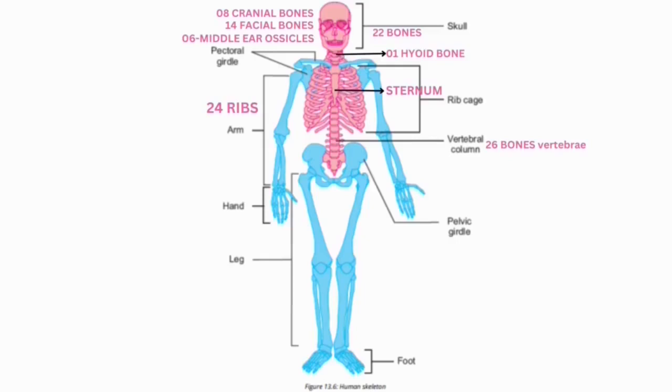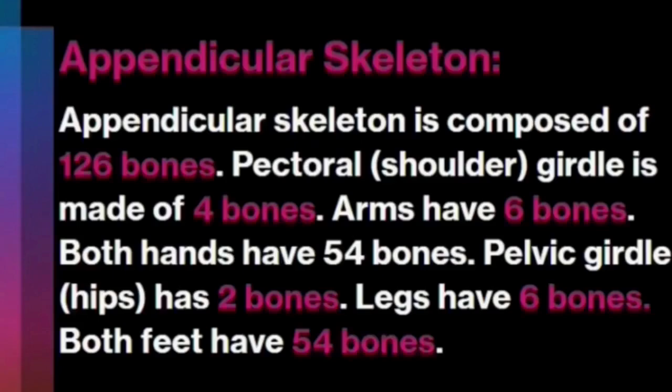And what is the appendicular skeleton? The appendicular skeleton is composed of the rest of the skeleton of our body and it consists of 126 bones. The pectoral girdle or shoulder girdle is made of 4 bones. Arms have 6 bones, 3 in each arm. Both hands have 54 bones. The pelvic girdle has 2 bones, 1 on each side. Legs have 6 bones, 3 in each leg. Both feet have 54 bones.